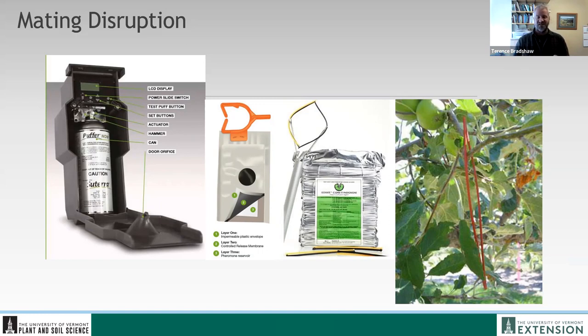A particular pest that this is really effective on is dogwood borer. Big clumsy moth. I forget if I show it. I don't show it. Big kind of clumsy moth that doesn't fly very far. And so if you can do this on smaller acreages and you don't have to worry about an orchard a half mile away blowing in mated moths. So that's something that a lot of folks are doing.